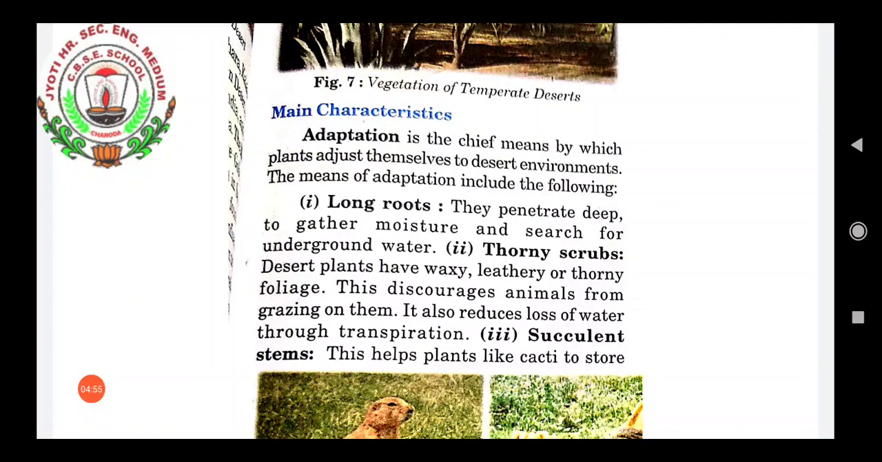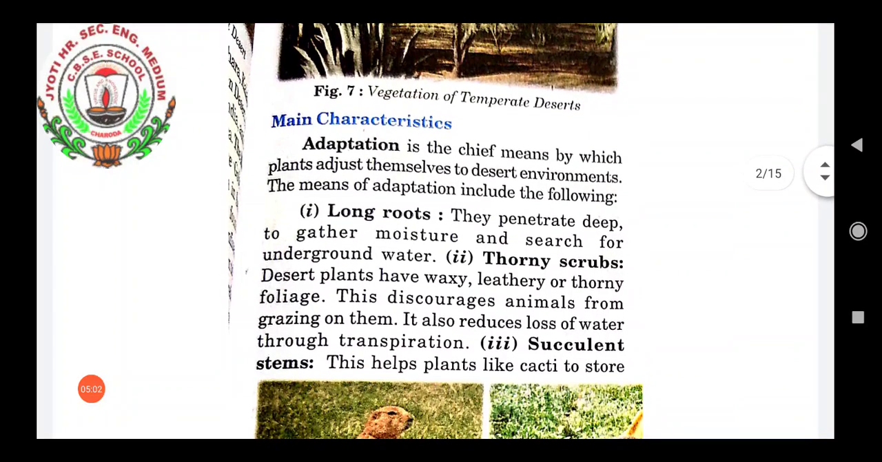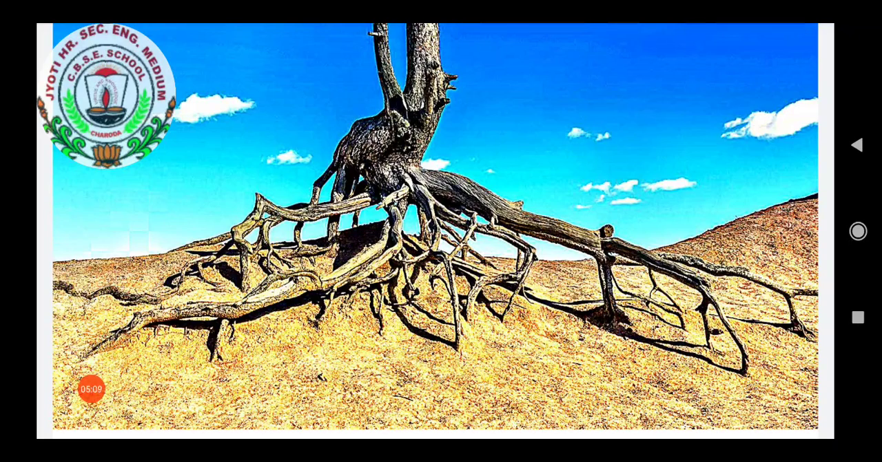A picture will help you easily understand how the roots penetrate deep in search of underground water. You can see the picture. In this picture, the tree has very long roots. Why are these roots very long? Because they are searching for underground water, or for moisture. Because of that, they have adapted their roots to be long.